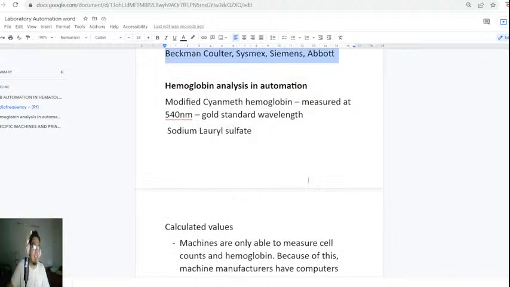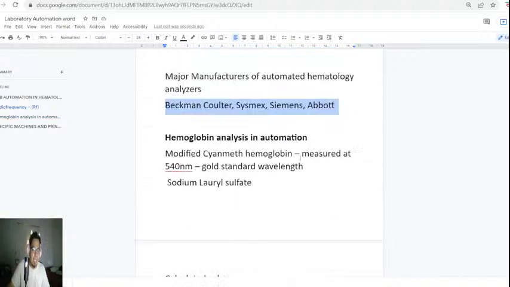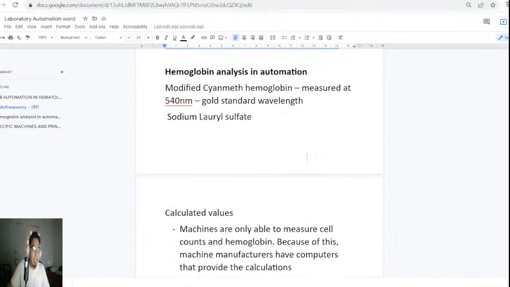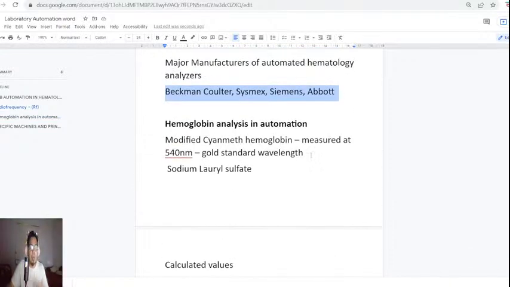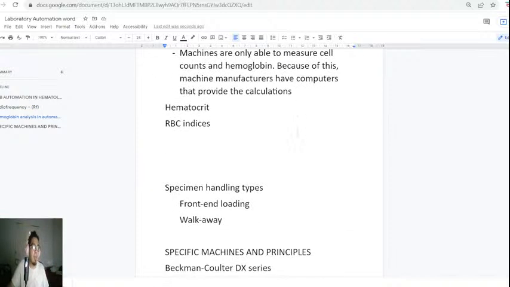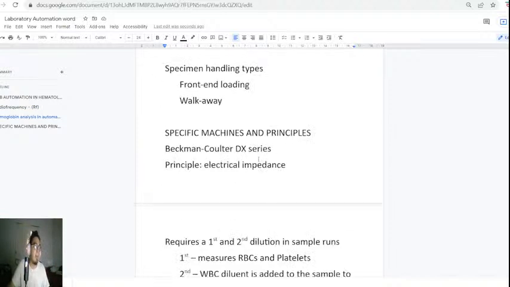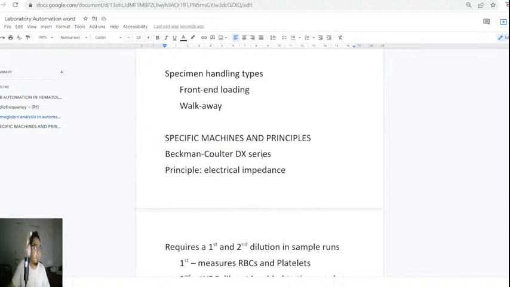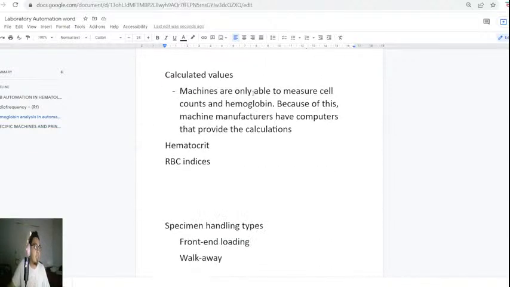Now, everything else is calculated except for, as I mentioned before, RBC, WBC, and platelets. Hemoglobin, sorry. So, it actually has more platelets, 4 pala, hindi pala 5 lang. Alright? Machines are capable of measuring except for RBC indices. Hematocrit is also calculated pala. So rule of 3. Okay? Rule of 3 lang siya.